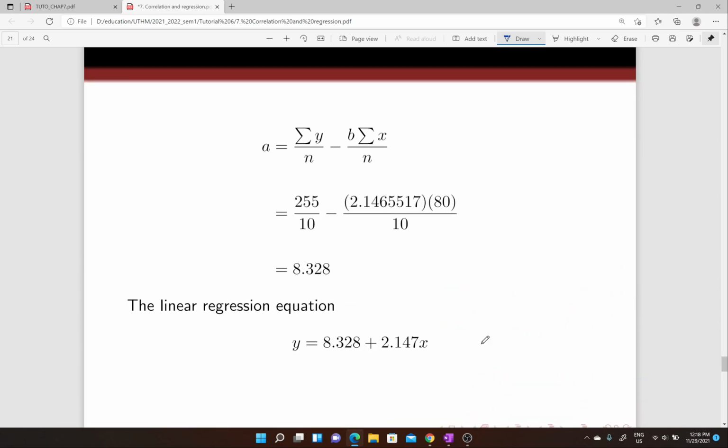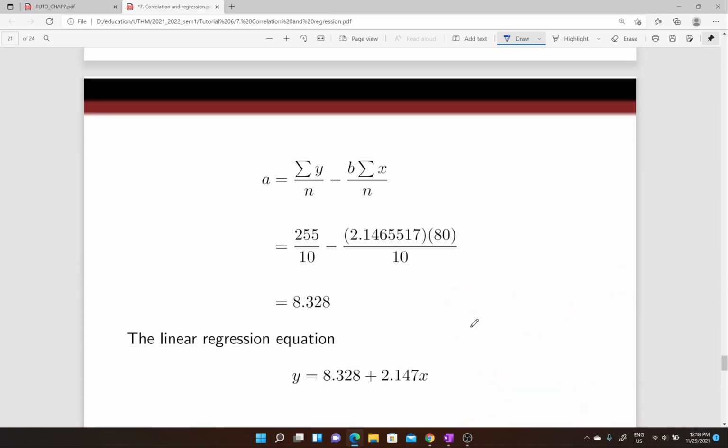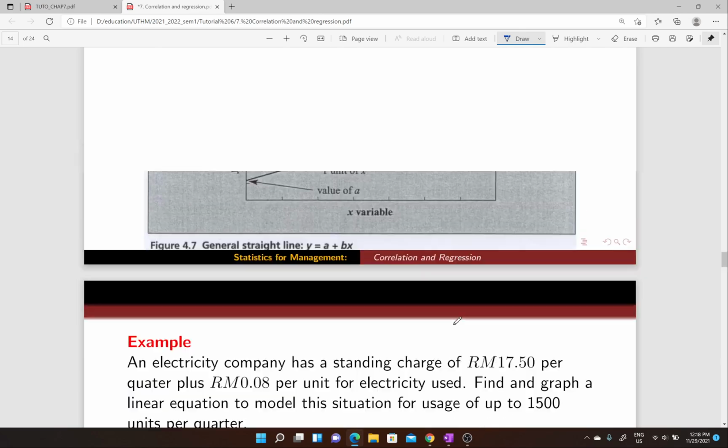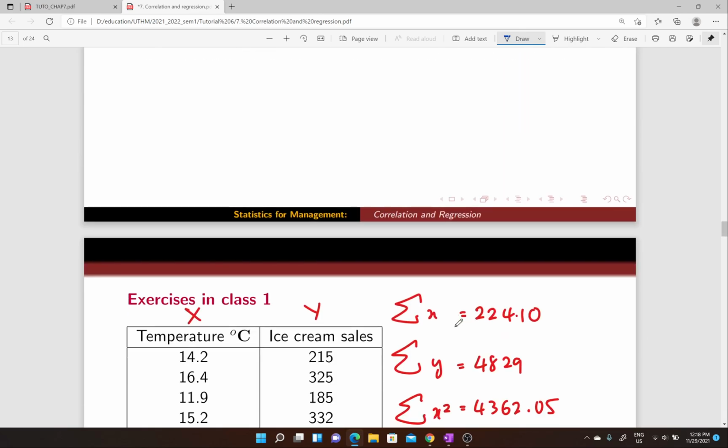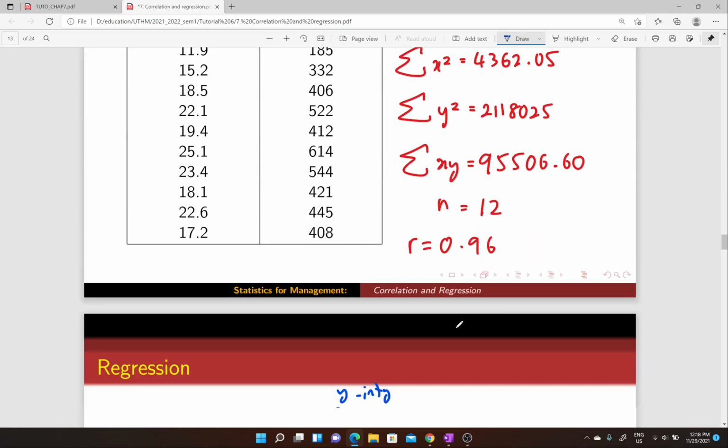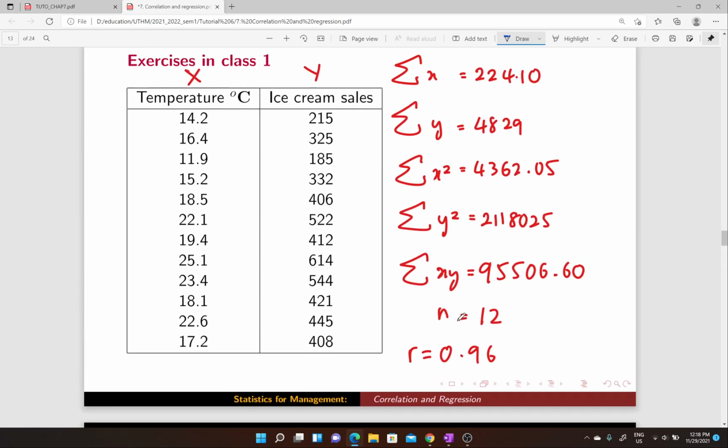Now I want you to do this for this. You have computed these statistics, isn't it? Using this, find me the regression line for this exercise in class 1. Find me what is your a and b, let me know.